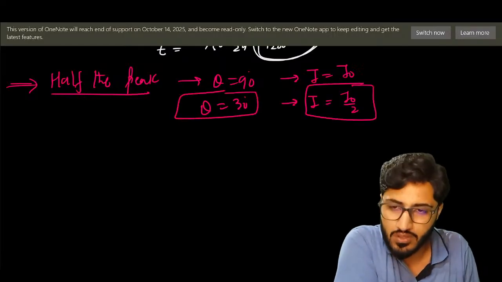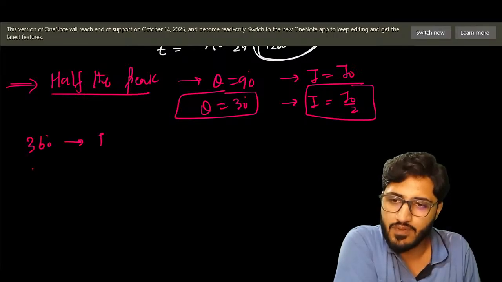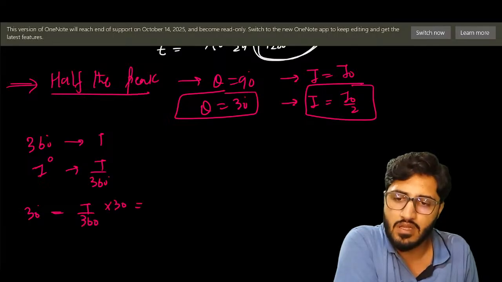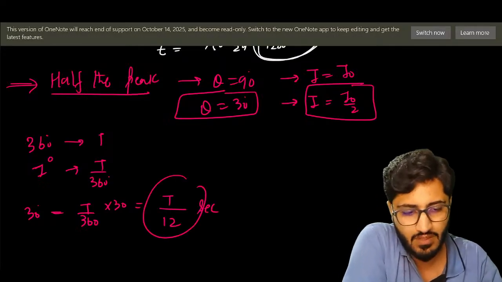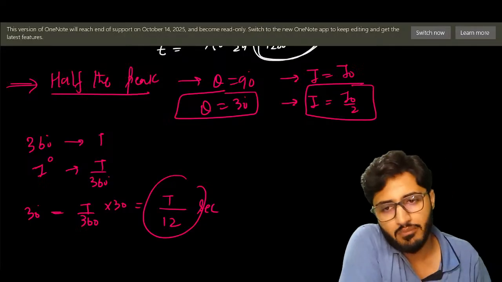Okay, so look, 360 degree gives me the T. 1 degree gives me T divided by 360. So 30 degree gives me T divided by 360 multiplied by 30. It is 3T divided by 12 seconds. Done? Okay. But look now.